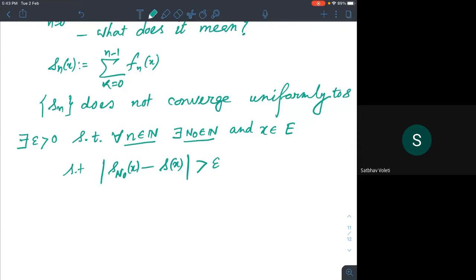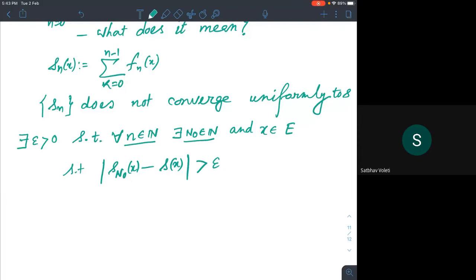So for any natural number, that's what you meant. Capital N naught is greater than small n. There exists, see here. It works for all natural numbers and we shouldn't have an n naught. This is the formal negation of the statement of convergence. But you said, see here, it does not converge pointwise, as you are saying, right?